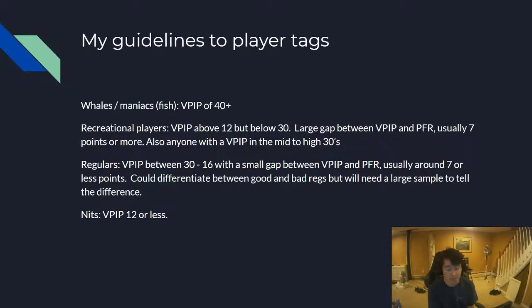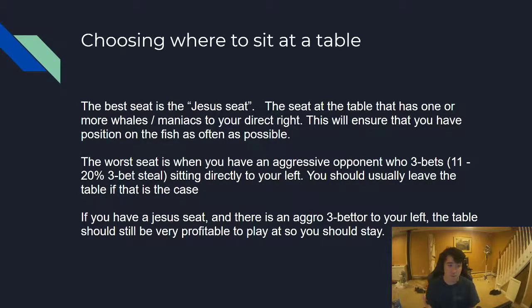And to differentiate between good and bad regulars, again, you're probably going to need 1 to 2,000 hands. And nits, you're probably going to need about 100 to 200 hands to figure out if they are just a regular who's card dead, or actually a nit. So moving on to actually figuring out where to sit at a table.